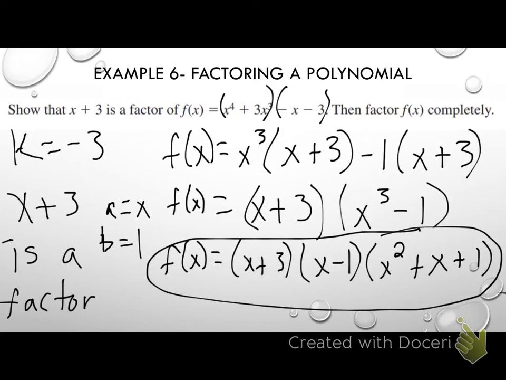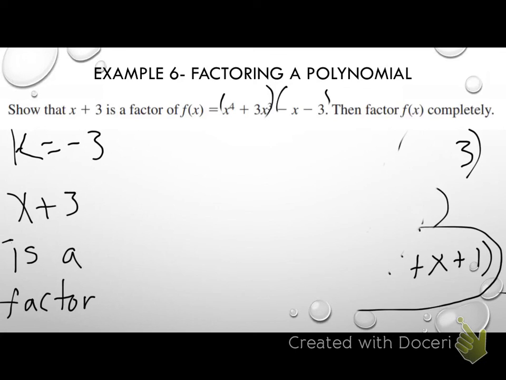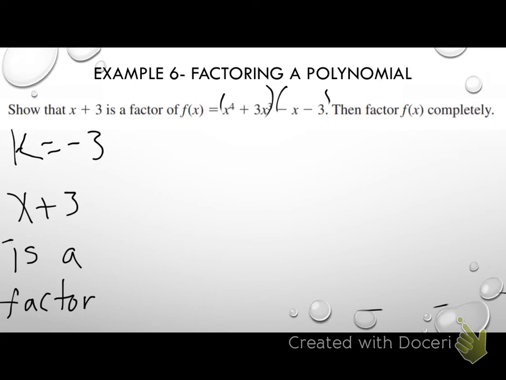Now there is a little bit of a quicker method here in this case. Right off the bat, to see if my x plus 3 was a factor, I could have just gone ahead and used synthetic division. That would have told me if x plus 3 is a factor, and it would have given me my other factor as well. So let's look at that real quick. I'm going to go through it pretty quick.